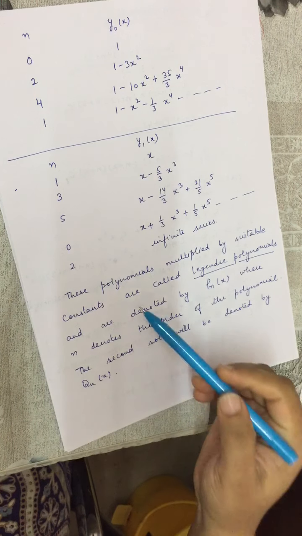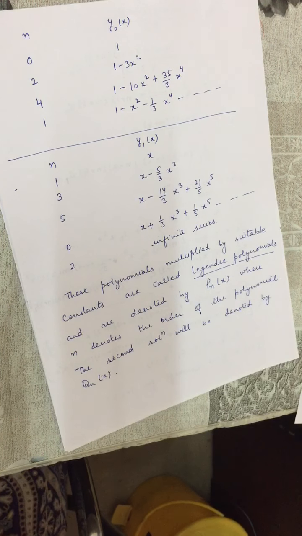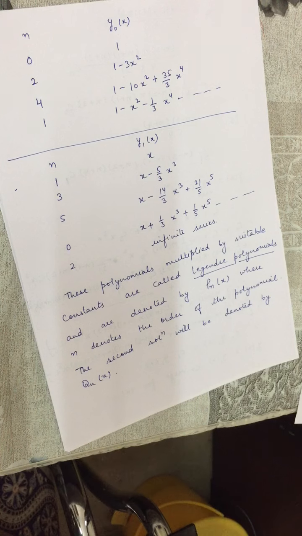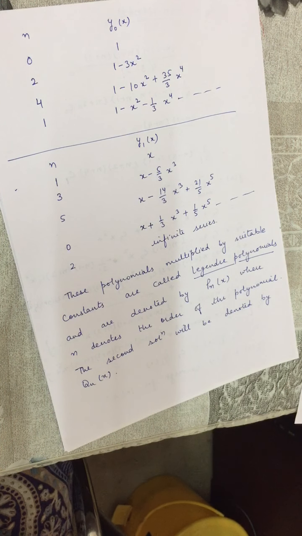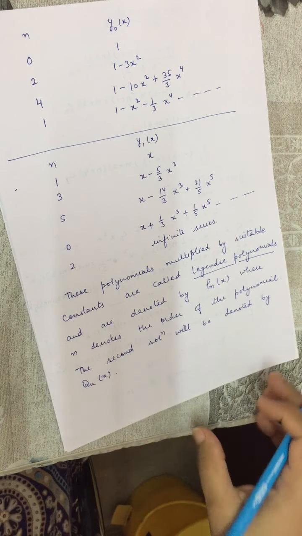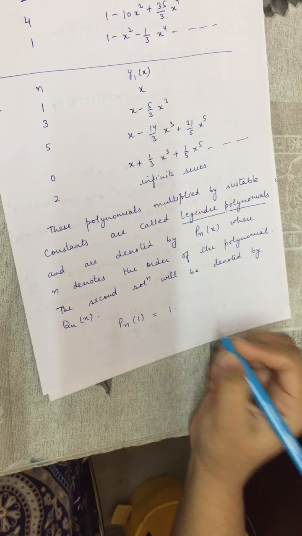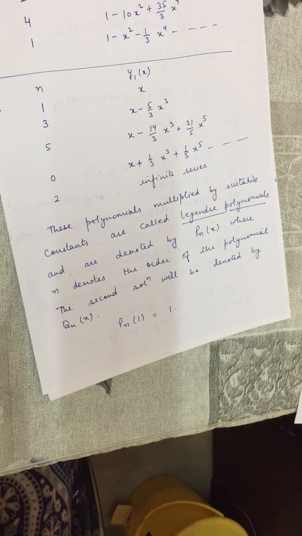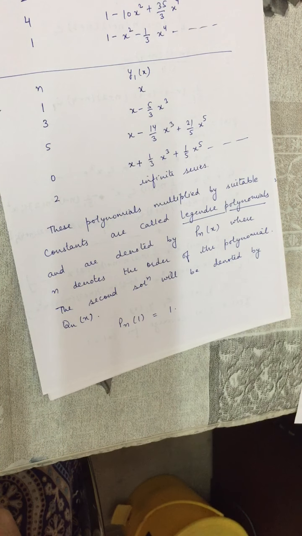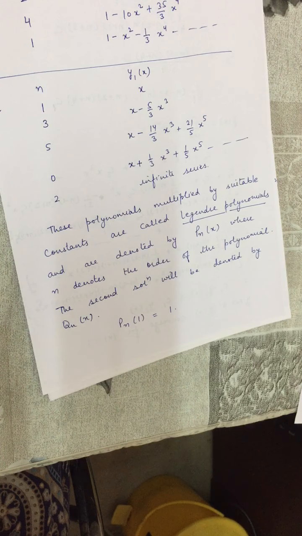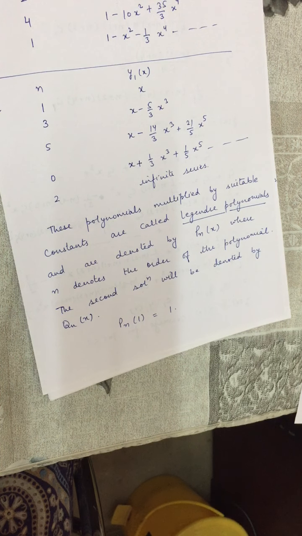But we have written that the polynomials multiplied by some suitable constants are called Legendre polynomials. So we have to evaluate those multiplicative constants. The value of the multiplicative constants can be obtained by setting P n at 1 is equal to 1. So we set P n at 1 is equal to 1, and then we calculate the values for the multiplicative constants, and that we will determine by Rodrigues formula, and that we will discuss in the next video.